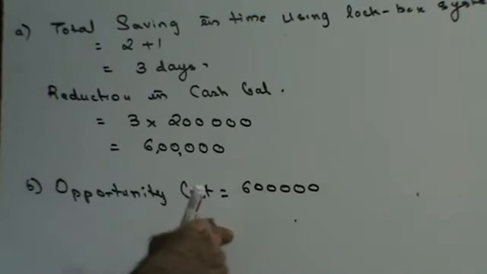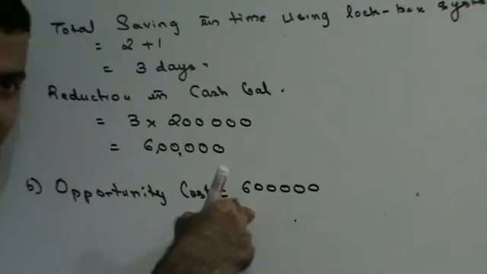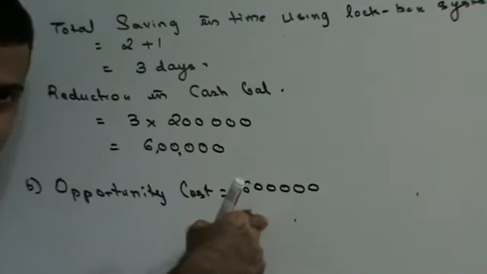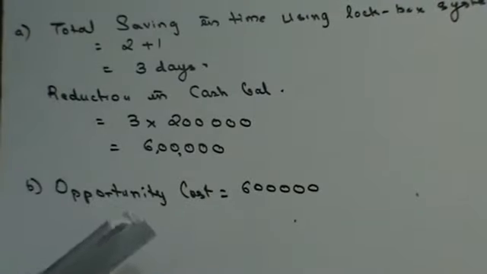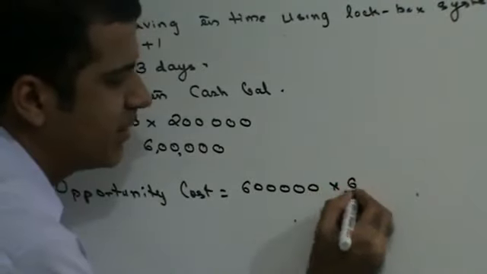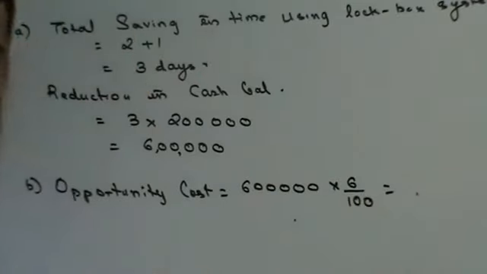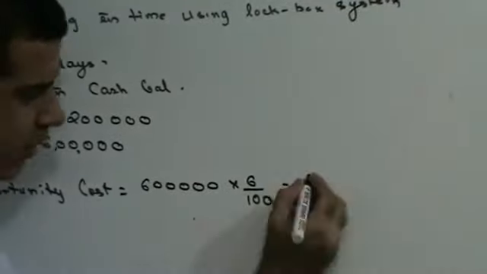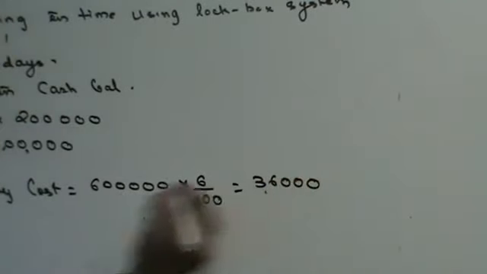This 6 lakh rupees are going to be deposited in the bank right in the beginning of the year. So extra 6 lakhs is going to be deposited in the bank, and the bank is giving me an interest of 6%. So how much extra money will I earn because of using the lockbox system? I'm going to be earning the 36,000.